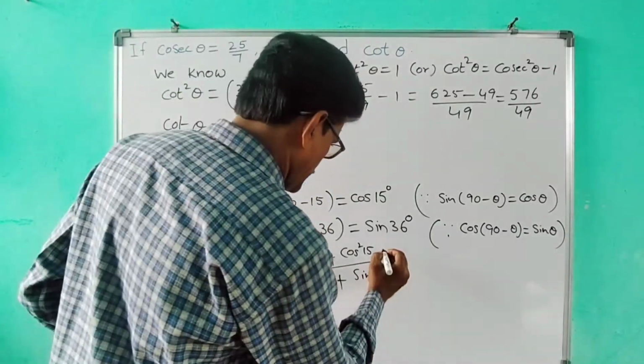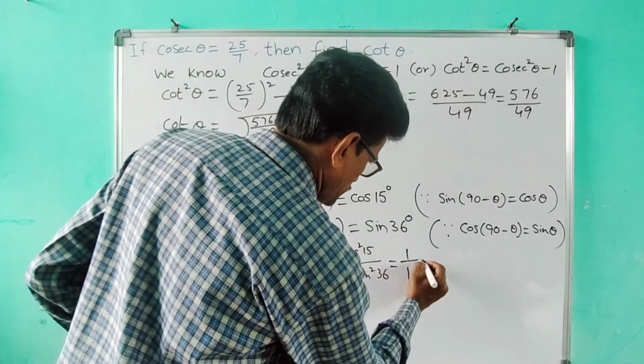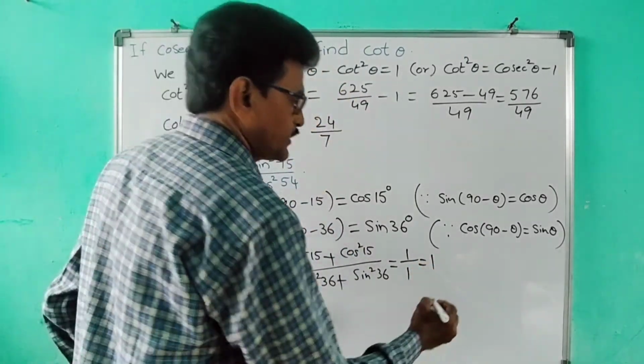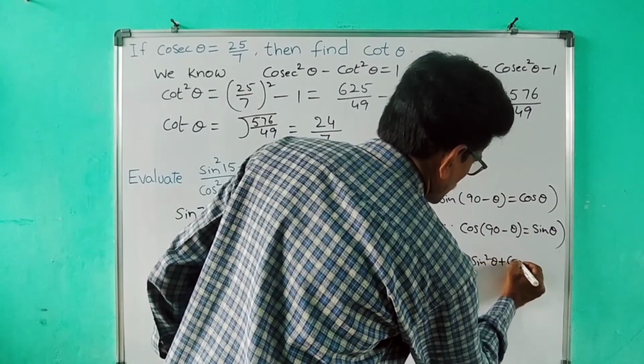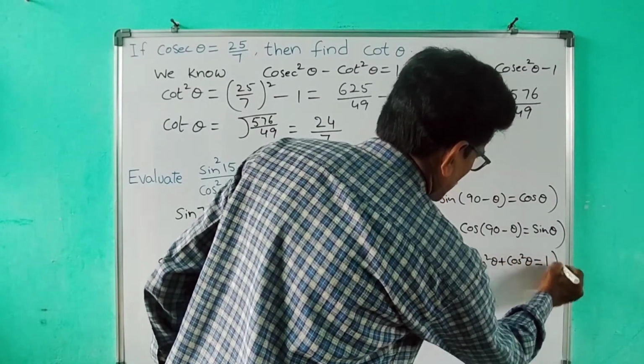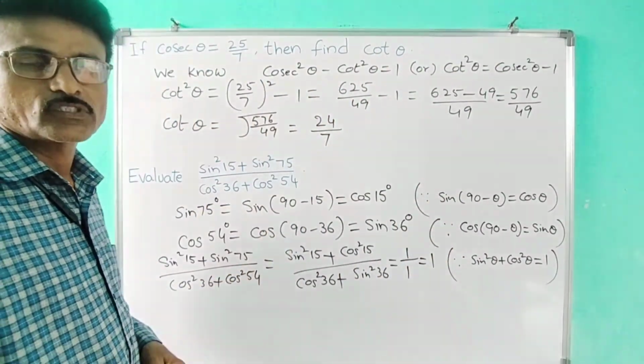Sin square 15 plus cos square 15 degrees is 1. Cos square 36 plus sin square 36 is also 1. Result is 1, since here also sin square theta plus cos square theta is 1. So using trigonometric identities, we solve this problem.